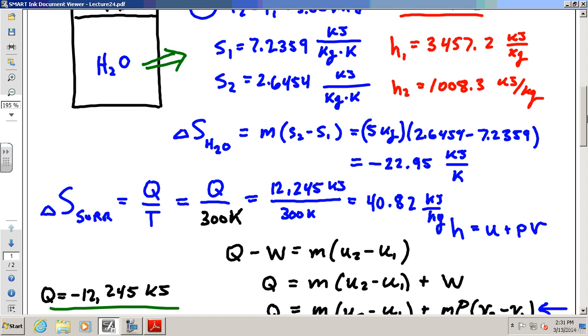Notice I'm going to circle these in green or square. That is the entropy change of the water. This is the entropy change of the surroundings. Oh, sorry, yeah, you're right. Just making sure you're paying attention. Kilojoules per Kelvin. There you go.